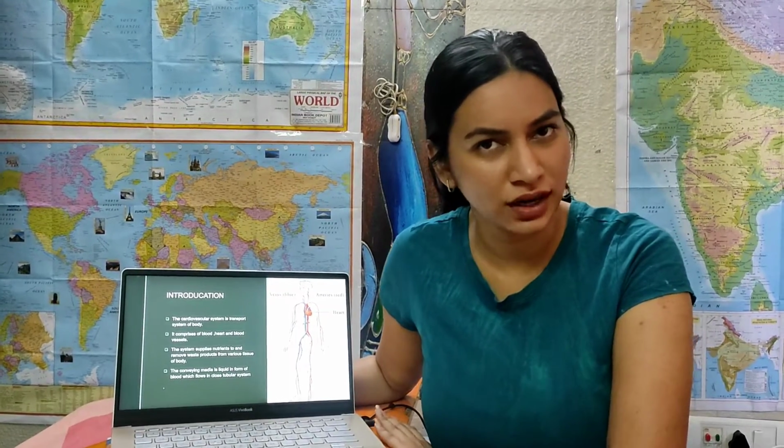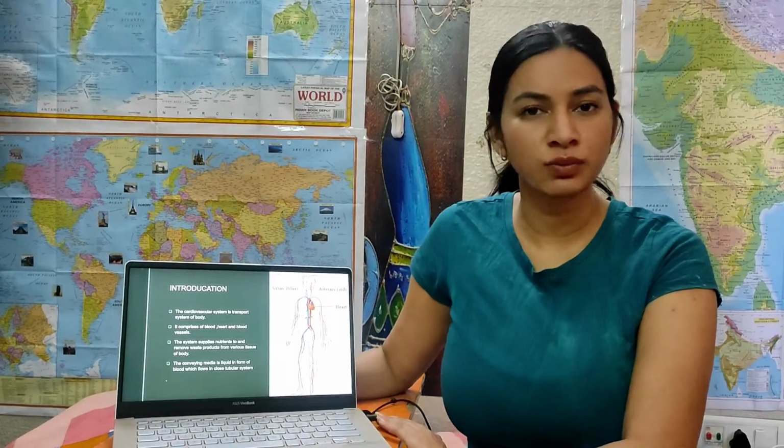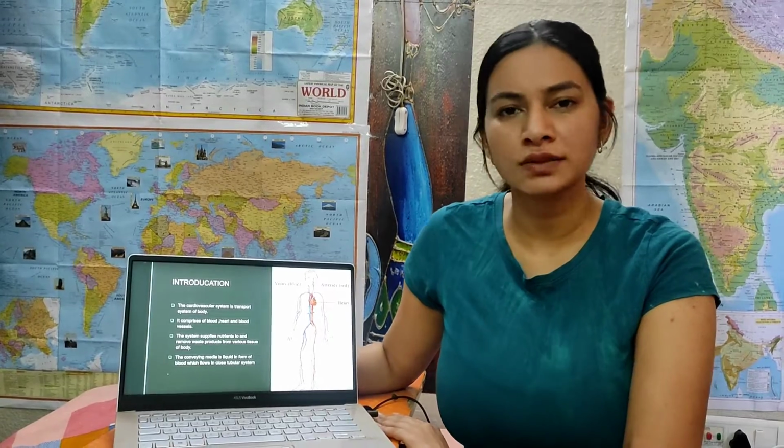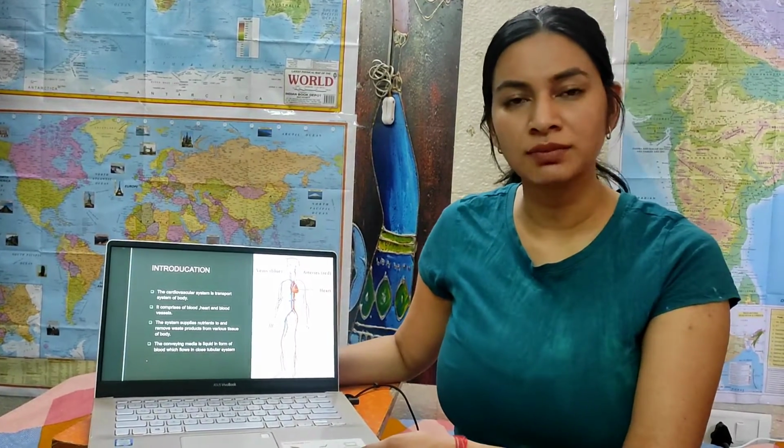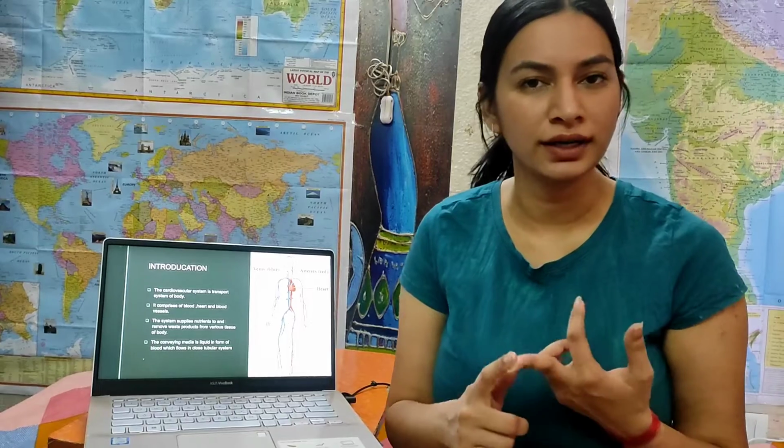Human circulatory system, also known as the cardiovascular system, is a transport system of the body. As you can make out from the name, something is circulating in the body. What is that? That is actually blood. Now, the human circulatory system consists of three parts, which are blood, blood vessels and heart.